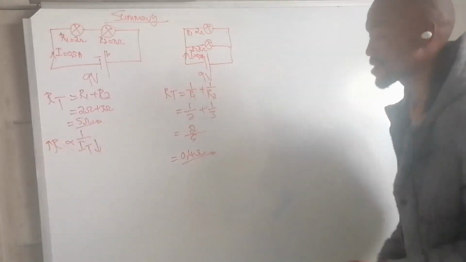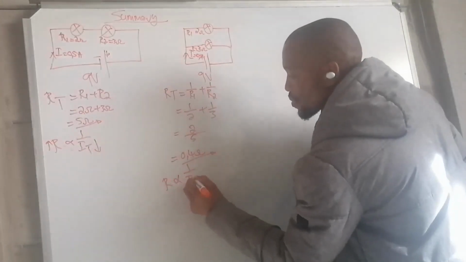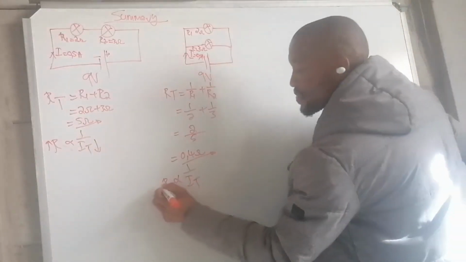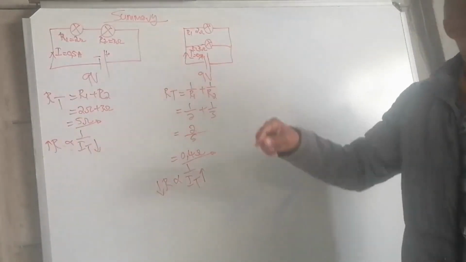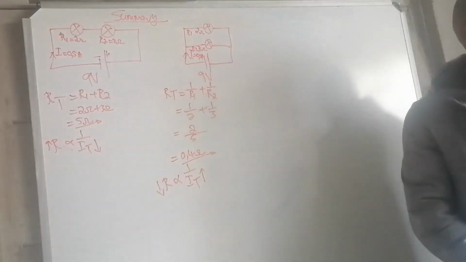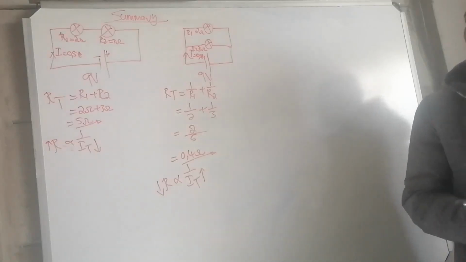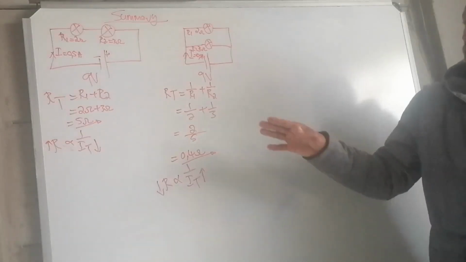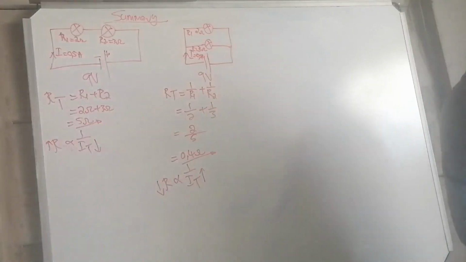So this tells us that resistance is inversely proportional to the total current. If the resistance is low, there would be more current flowing in the circuit. This is something very important. I don't think in grade 8 they would ever ask you to calculate the total resistance of a parallel circuit, but you should know it.